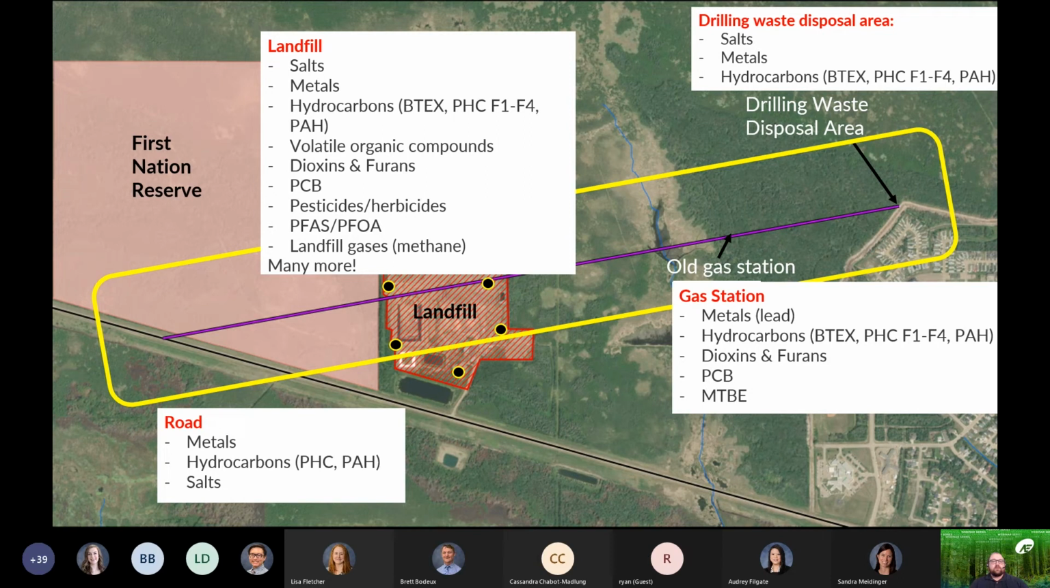For the drilling waste disposal area, the main concerns usually are salts, metals, and hydrocarbons. And then the roadway, metals, hydrocarbons, and salts could be a concern. So quite a wide range of contaminants could be a possible concern on the project area.